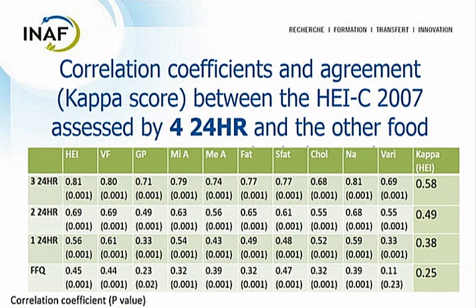And usually, we will say that a kappa score below 0.4 is associated with a weak agreement. So in our case, the result shows that using only 1 day of 24-hour recall or a food frequency questionnaire could lead to a significantly different classification of the cohort when compared to 4 days of 24-hour recall.